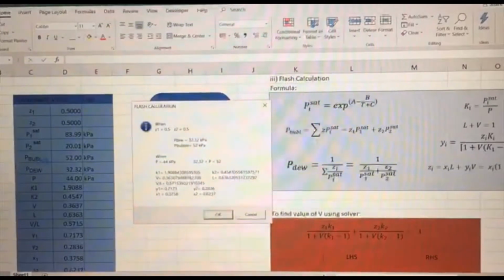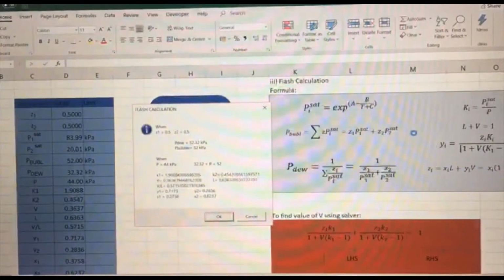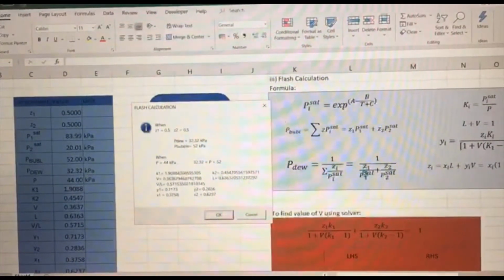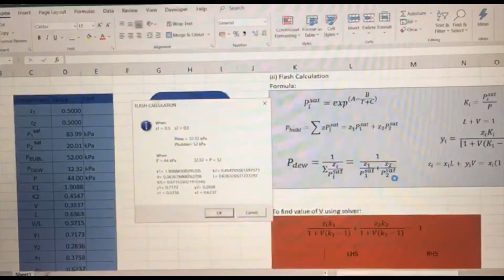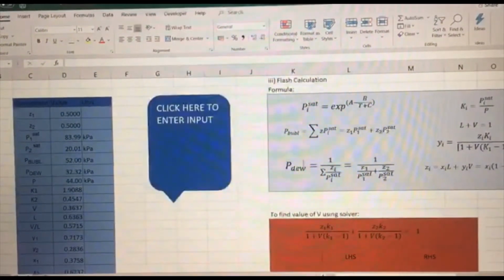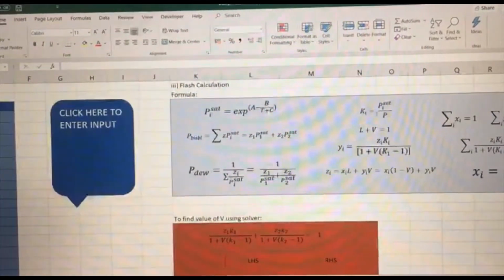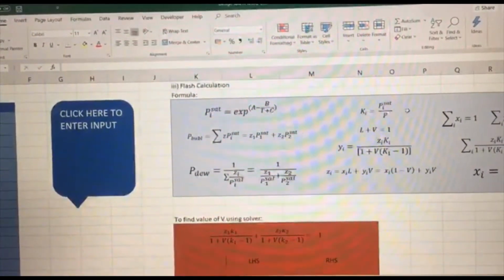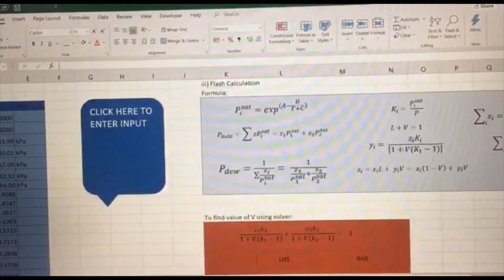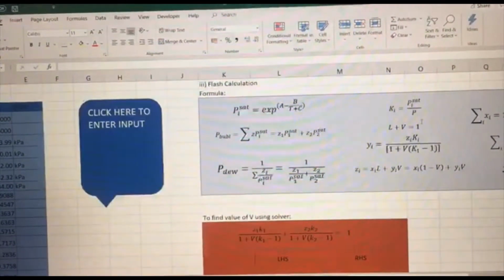To get the bubble point pressure, we use P bubble point equal to Z1 P1 set plus Z2 P2 set. To get the dew point pressure, we use 1 over (Z1 over P1 set plus Z2 over P2 set). Then we proceed to K1, using the formula K1 equal to P1 set over P. After we get K1, we calculate K2. The formula is the same, just changing to P2 set, so K2 equal to P2 set over P.